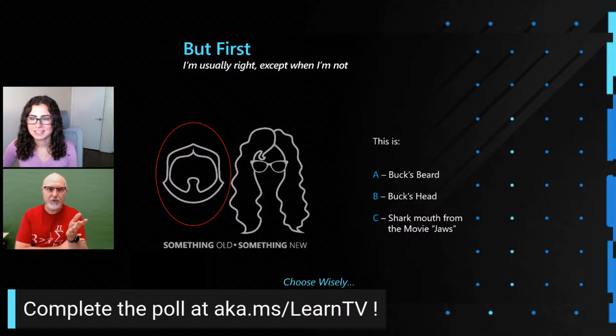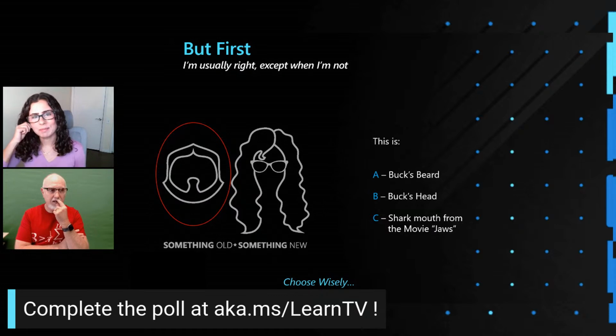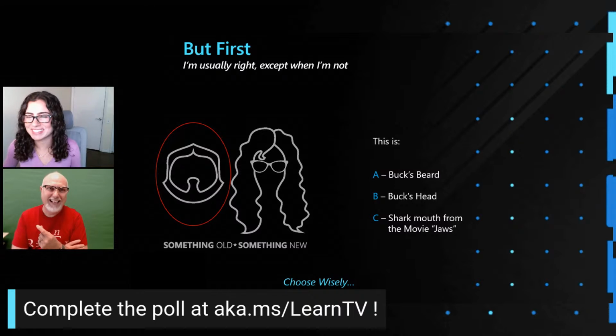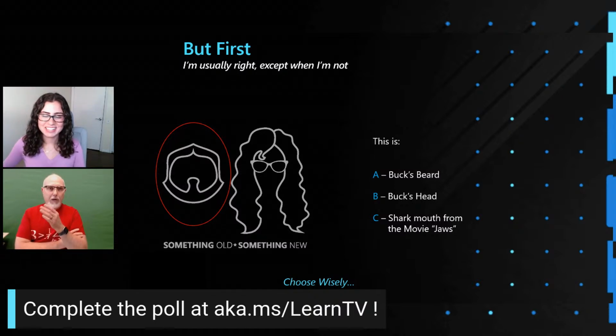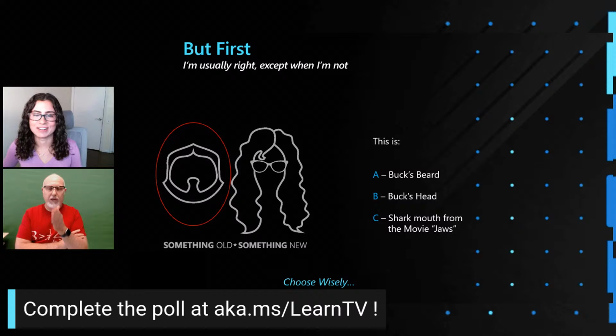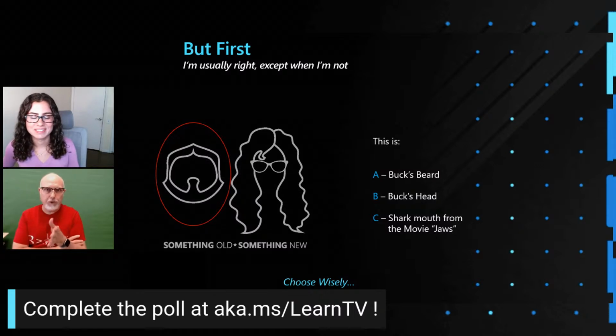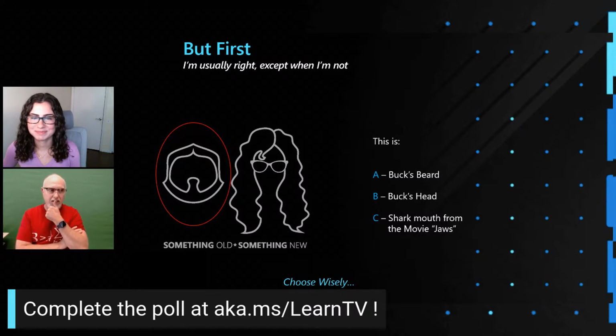What's the preliminary vote? Who's winning? I'm not sure what the results of the poll are. I just know that it's open. Okay, I could help out here. Marisa, our producer, is online. So Marisa, what do you know? It's looking like 29% are voting for A, Buck's beard, 43% for B, Buck's head, and 29% for C, shark mouth from the movie Jaws.